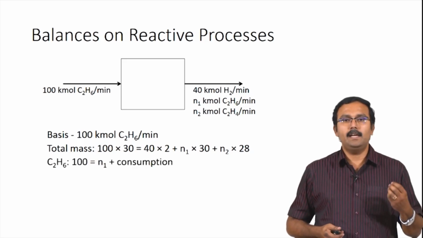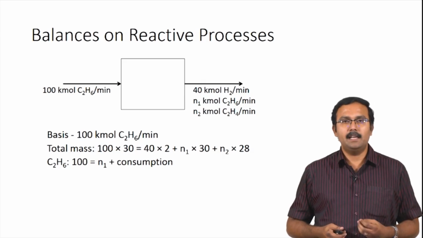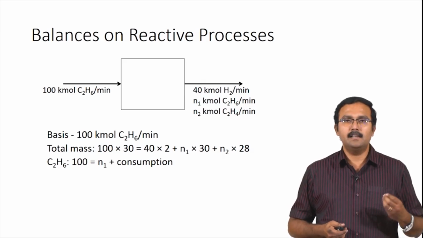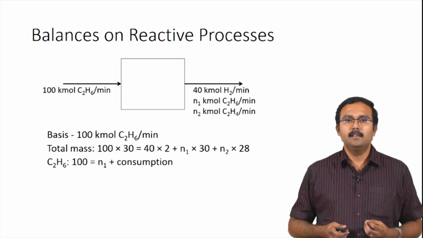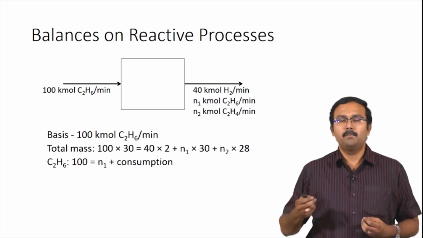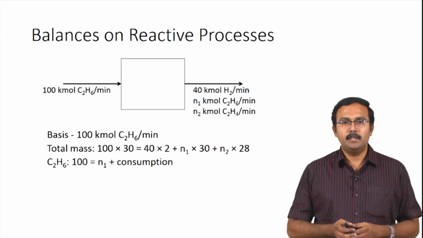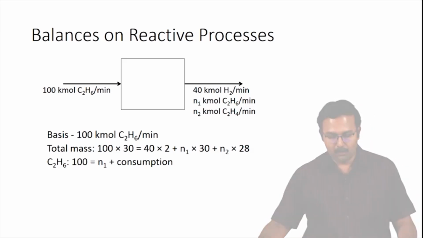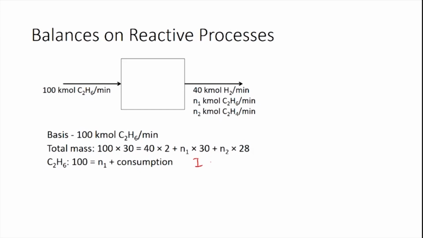Now, we can also write ethane and ethylene balances. Ethane balance is 100 moles entering and this is equal to N1 moles which is leaving plus consumption. So, this equation basically comes down from input minus output plus generation minus consumption equals accumulation. Assuming steady state, accumulation goes to 0.